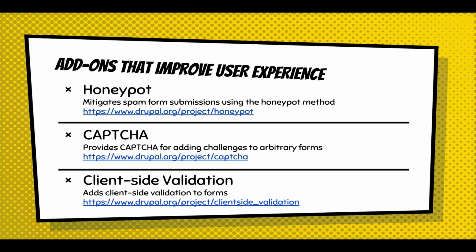So this is spam protection. Spam would be the word I've mentioned four times in this presentation because it's really important. So honeypot and captcha, strongly recommended. I really like the client-side validation module because you turn it on and it does what it says. It adds full client-side validation to all your forms on your site. Very clean and simple.